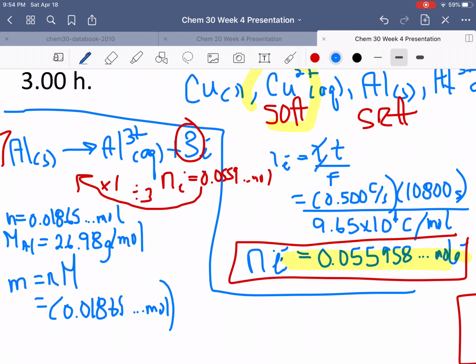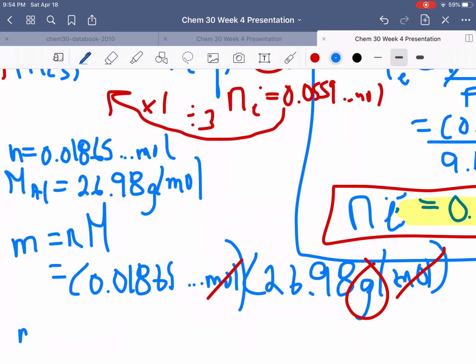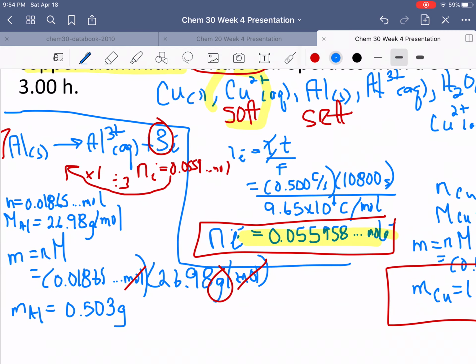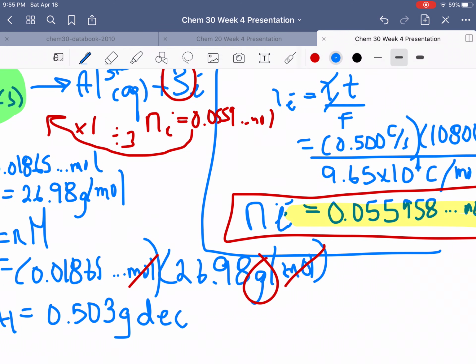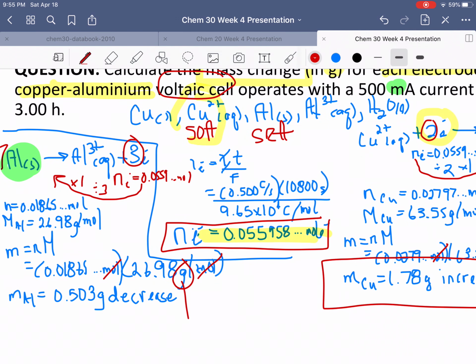So that's 0.01865 ... moles multiplied by the molar mass of aluminum, 26.98 grams per mole. Notice that our moles cancel out. We'll be left with mass. Yay, that's what we want. Mass of aluminum, 3 sig digs, 0.503 grams. Now in this scenario, we have the aluminum anode being oxidized away to become aluminum 3+ cations. So that means that 0.503 grams is a decrease because it is an oxidation reaction at the anode.